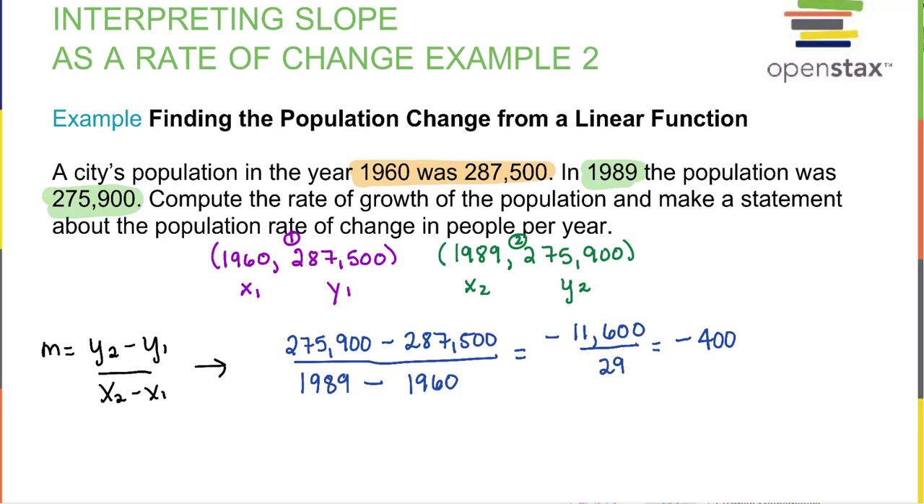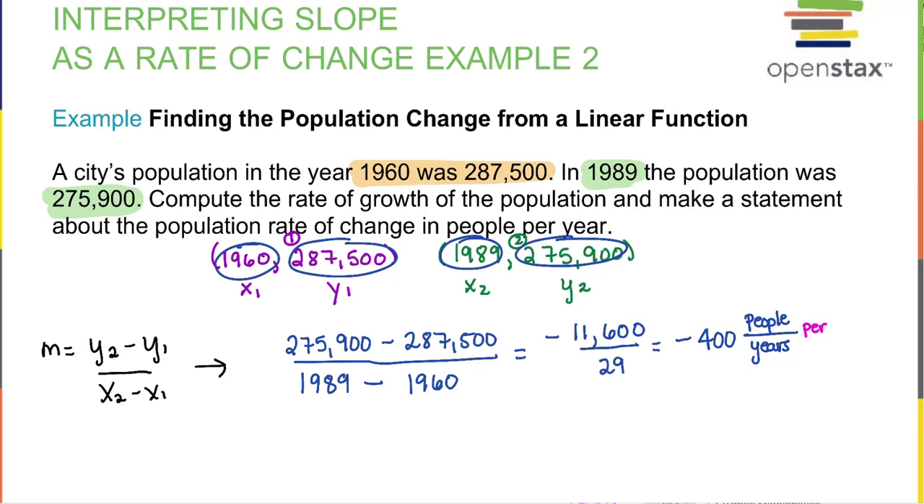First we need to interpret it using our units. Our y's, what did those represent? Those were the population, so the unit would be people. And the x's were years. And then, as I told you before, we can just say this is per. So people per year, it's negative 400 people per year.